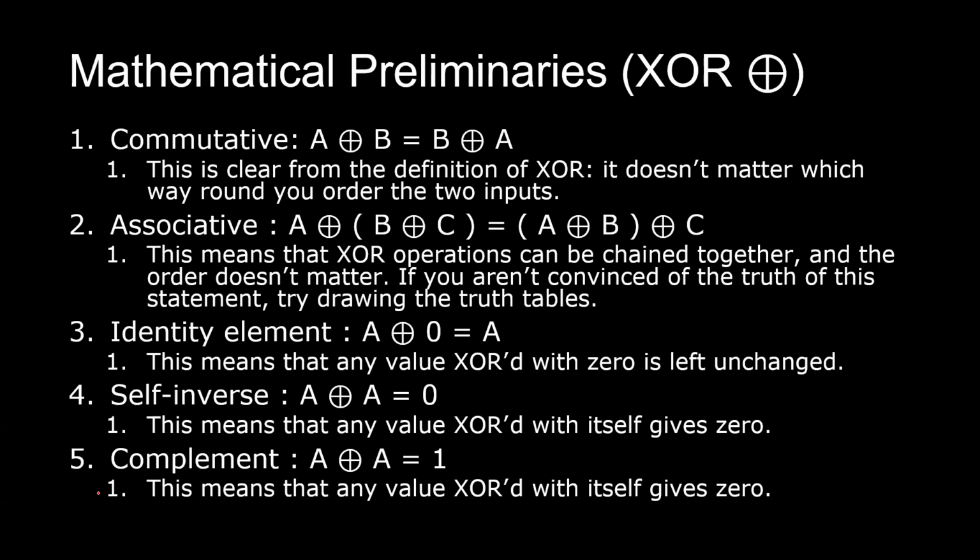Then we have the self-inverse. Basically, if A is 1, which means A XOR A, 1 XOR 1, will be 0, and 0 XOR 0 will be 0.